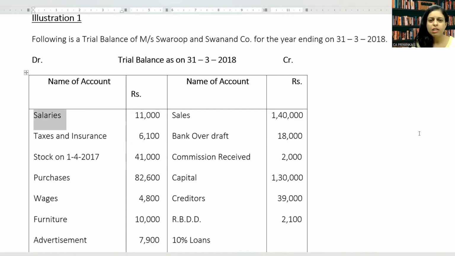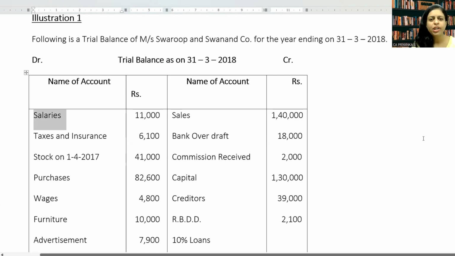So what you have to identify is whether salary is an asset or an expense. If I say expense, then this expenditure is going to go into the trading or profit and loss account according to the type of the expense. But it's going to go to the trading or profit and loss account. It's not going to go to the balance sheet. So only one effect has to be given to salary.